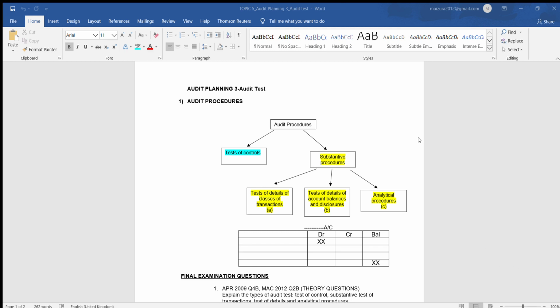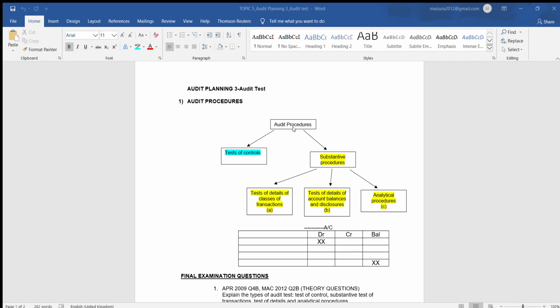Okay, Bismillahirrahmanirrahim. Now, in this video, I'm going to explain in detail audit planning 3 for audit tests. I'm taking an extract from the workbook. This is the diagram on page 49 in your workbook.